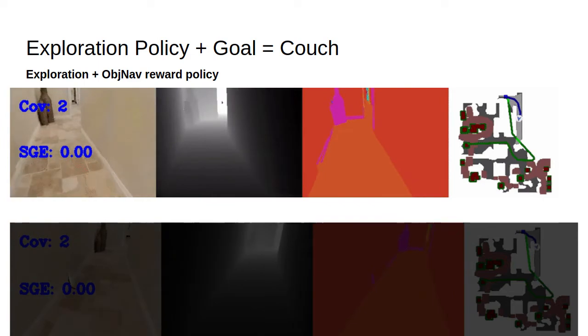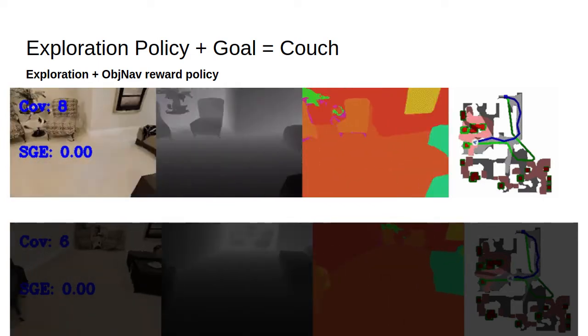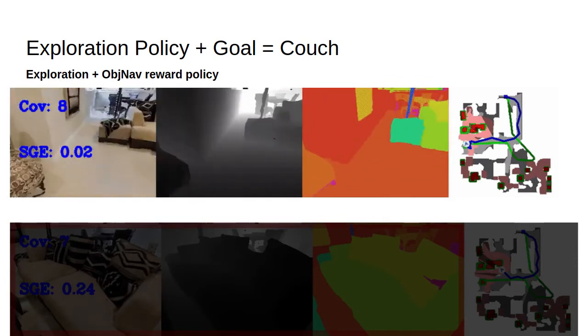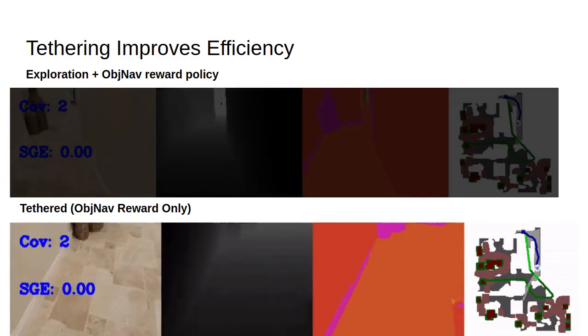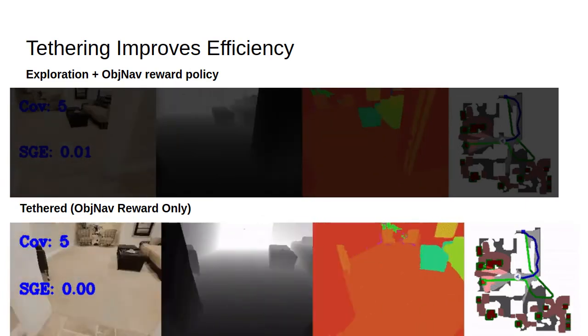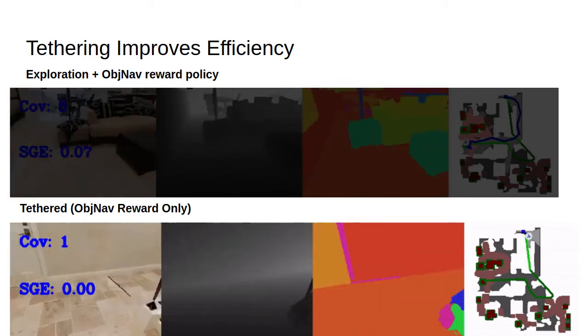Here we show our agent successfully navigating towards the couch in the environment. Note that this policy was provided the exploration reward and goes around the ottomans instead of stopping first at the couch. Next, we consider the tethered policy, which only receives the ObjectNav reward. This agent stops directly at the couch, raising navigation efficiency.